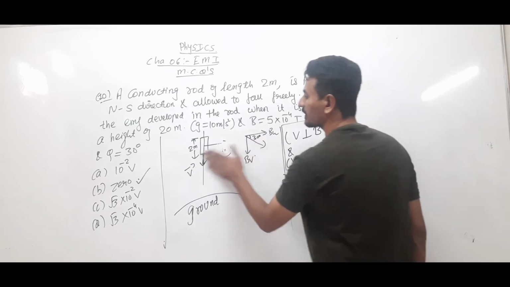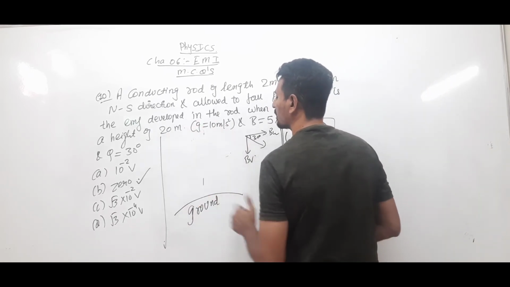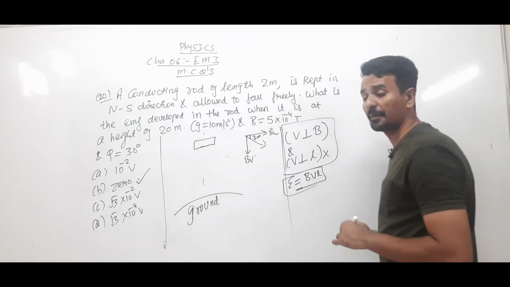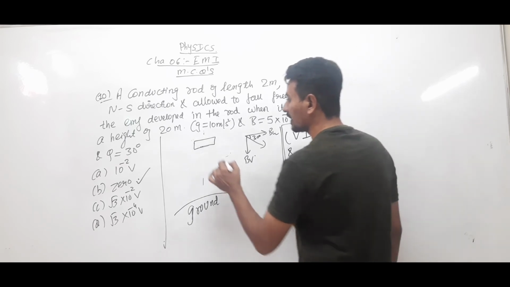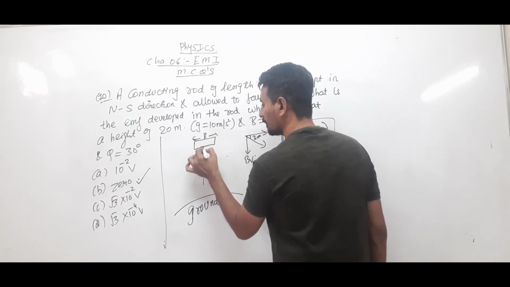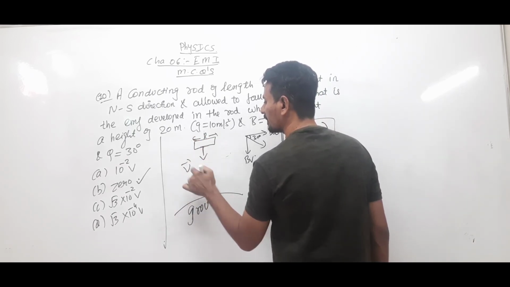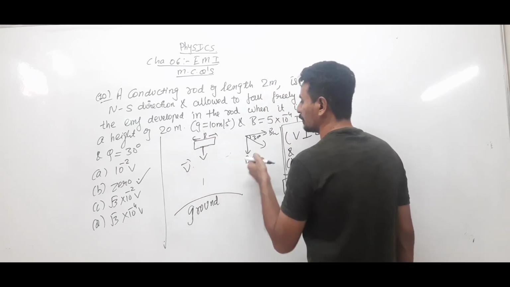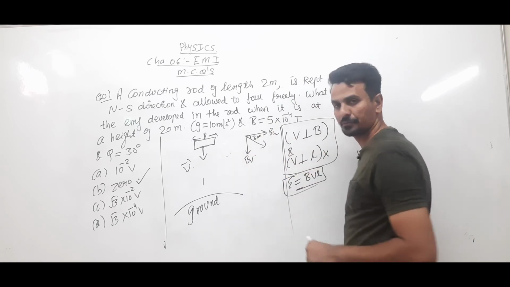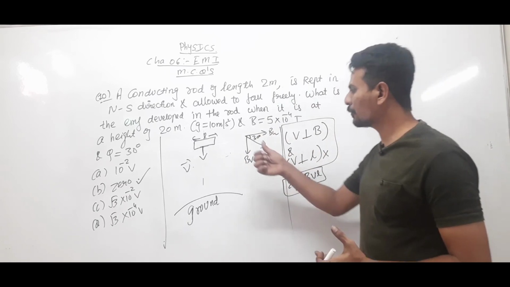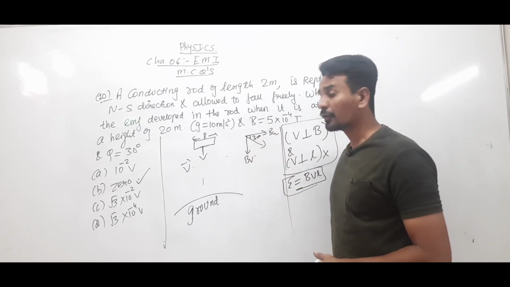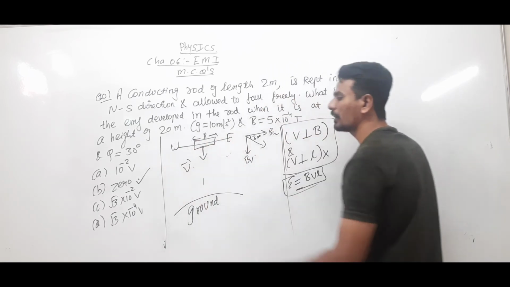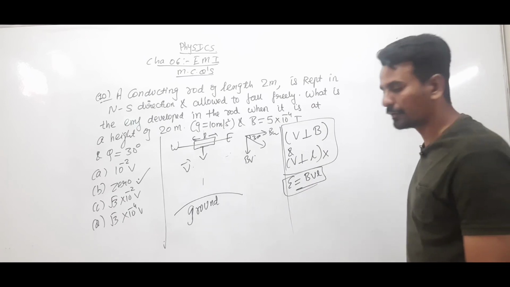Okay, if the rod is kept in the east-west direction, then the condition of motional EMF is satisfied. See, this is the length, this will be the velocity. So V is perpendicular to L, of course, and V is also perpendicular to B of H. It is not perpendicular to B, but it is perpendicular to B of H. So if the rod is placed in the east-west direction, then of course EMF will be induced.